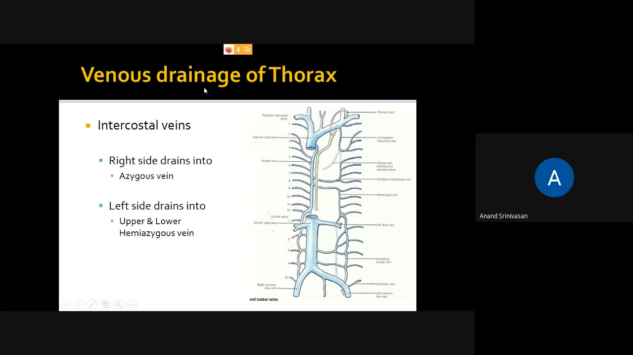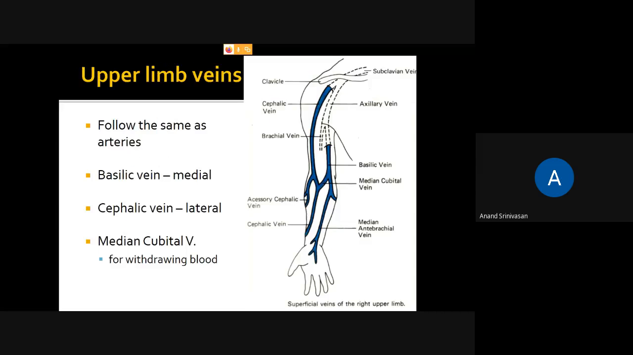What is the meaning of drain? How the blood flows from one part to another part. So the blood from the intercostal veins goes into the azygos vein, and from the hemiazygos, it goes into the azygos. So these are the azygos and hemiazygos veins, which are present in the thorax.